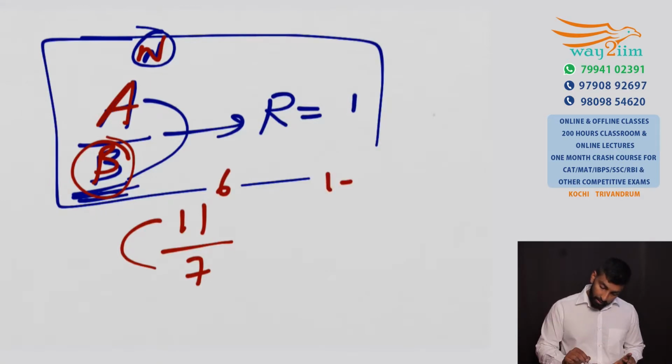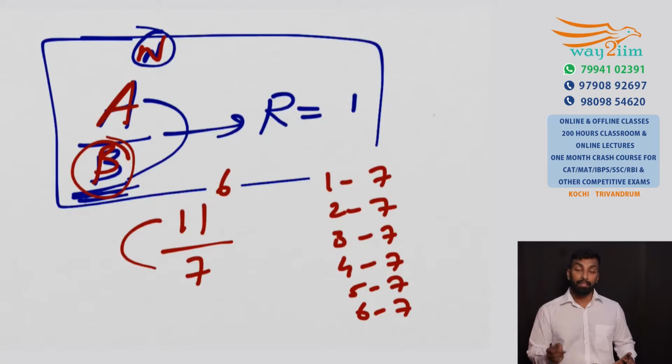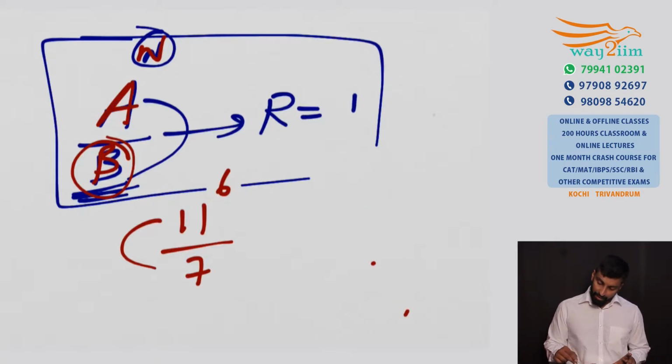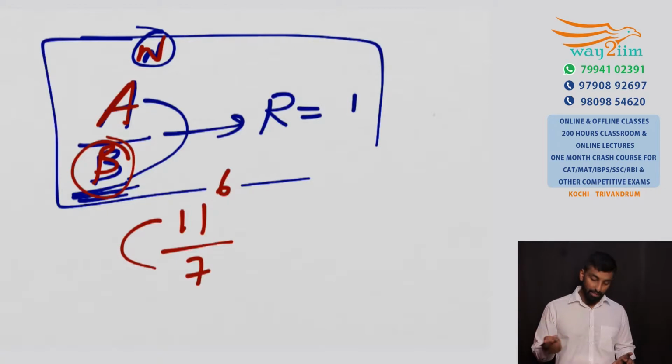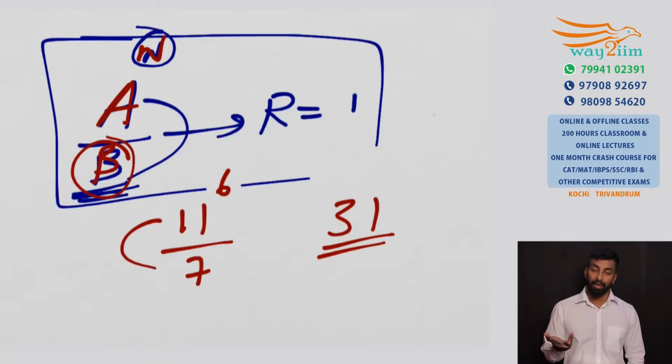What are they? 1, 7, they are coprime. 2, 7, they are coprime. 3, 7, they are coprime. 4, 7, 5, 7, 6, 7. These are coprimes, right? So basically, the number of coprimes less than that number. So, the number of coprimes less than 7. Now you cannot manually find this out, right? It is time consuming. If you get a bigger number like 31, how many coprimes are there less than 31? It will take some time, right?